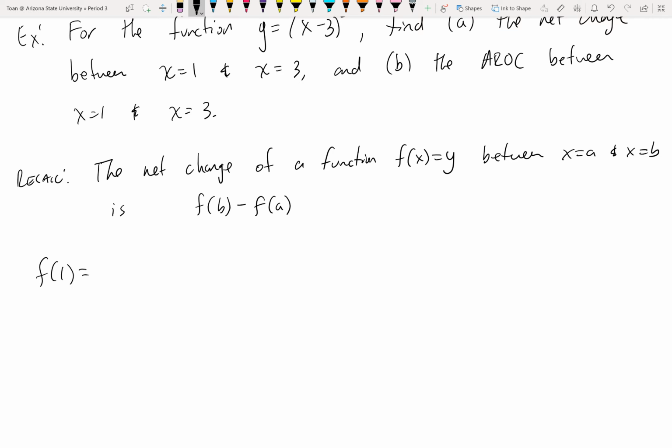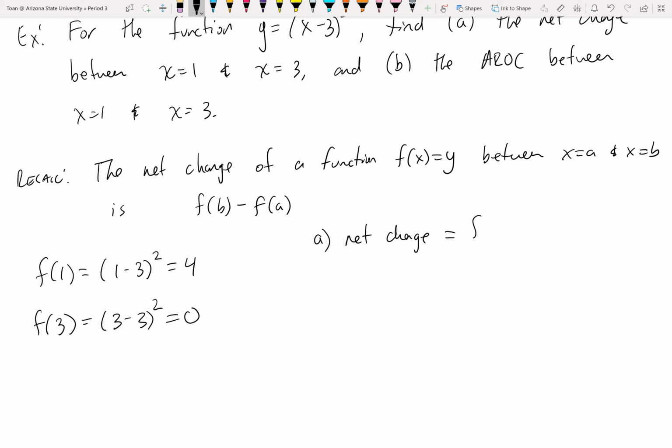So f of 1 equals, this notation simply means plug in a 1 for the x. So that is 1 minus 3 squared, which is negative 2 squared, which is a positive 4. And f of 3 is 3 minus 3 squared, which of course is 0. So we can answer the question. Letter A. The net change is equal to the function output at the bigger x value, 3, minus the function output at the smaller x value of 1, which is just 0 minus 4 is negative 4. Not too bad, I hope not.